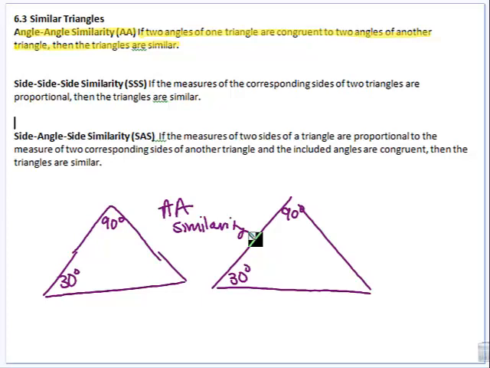The second way we can tell that they're similar is side-side-side similarity. What do you think side-side-side similarity would be? We're only looking at sides, right? What do we have to know about the sides? Not that they're the same, but that the measures of the corresponding sides are proportional, so they all have to have the same ratio.